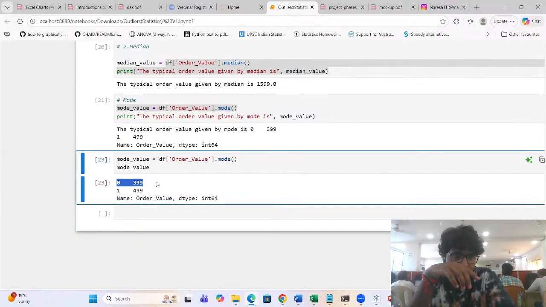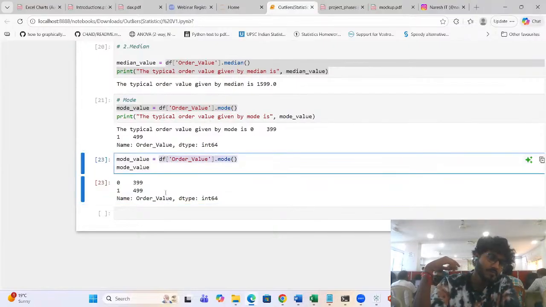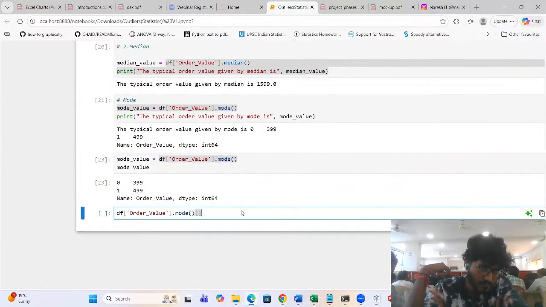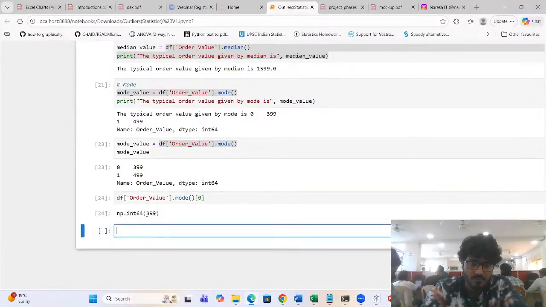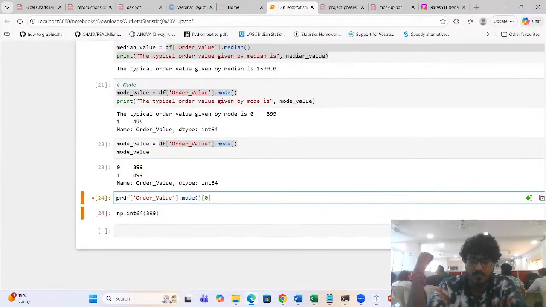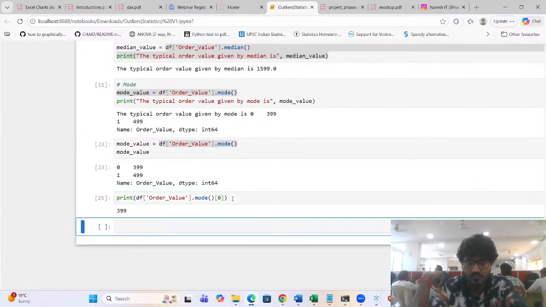So if you want to see the value, you have to use it like this. Mode series. From the series, how can you access the values? By using indexes. 0 index. What is the mode value? 399. But in our case, we have two mode values. One is 399, one is 499. Means the majority of the people are buying items worth 399 and 499.